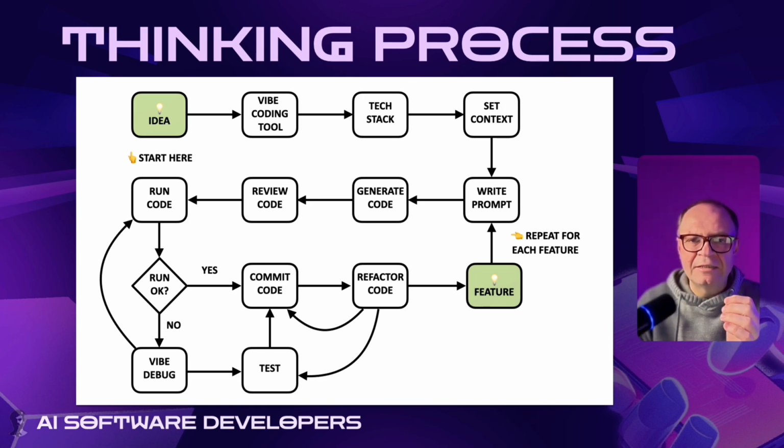Next up is setting up the context. So this is really important, setting up the context in the tool. And that happens by providing documents, rules, and tasks files to Cursor. So there are 3 things that are important, and I'll show you in the video later on how we set the context for Cursor. Once you have the context, it's time to write that prompt.